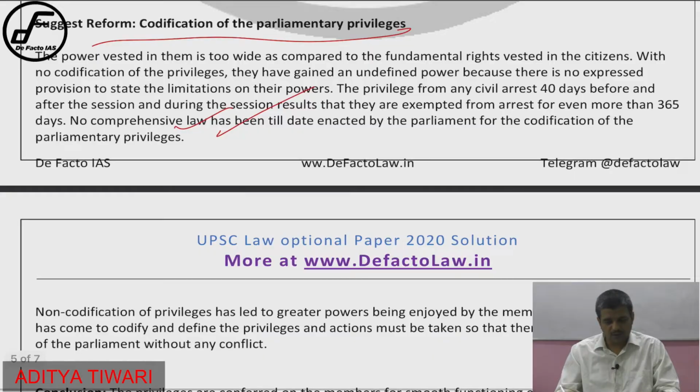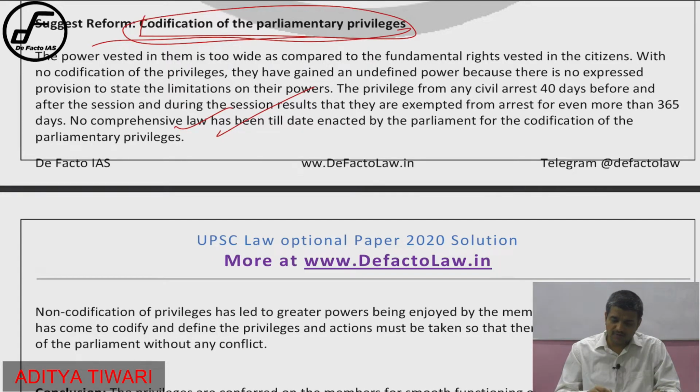Reform is specifically asked. Okay, so you have to write reforms very specifically. If not asked, still you can write, but write in a very generic sense. But it is here specifically asked, right? So you write the first reform that is needed is the codification.